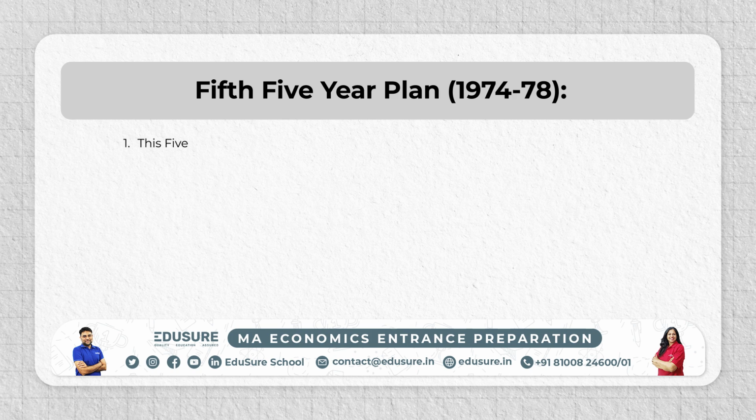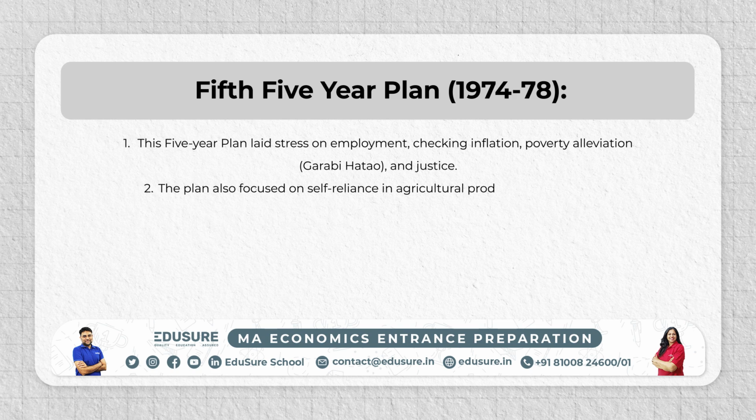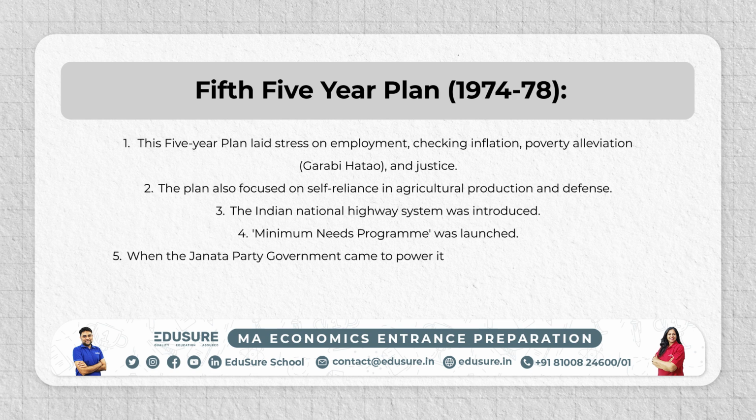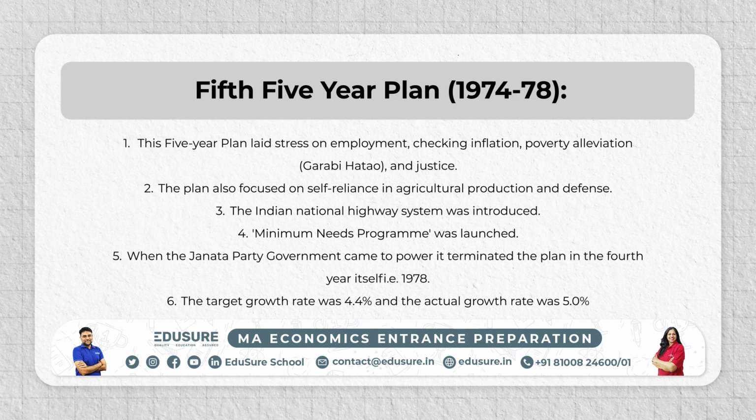Fifth Five-Year Plan, 1974 to 78. This Five-Year Plan laid stress on employment, checking inflation, poverty alleviation, Garibi Hatao, and justice. The plan also focused on self-reliance in agricultural production and defense. The Indian National Highway System was introduced. Minimum Needs Program was launched. When the Janata Party government came to power, it terminated the plan in the fourth year itself, that is 1978. The target growth rate was 4.4% and the actual growth rate was 5.0%.